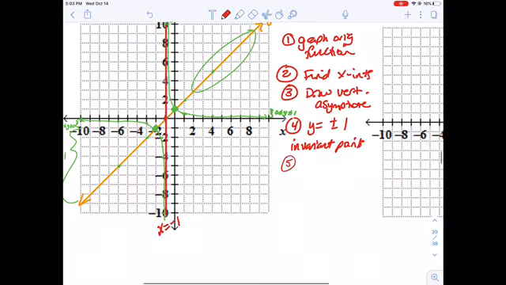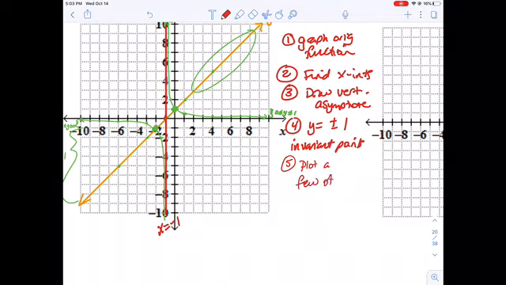Envision a few others. We could plot a few others, and connect the dots.